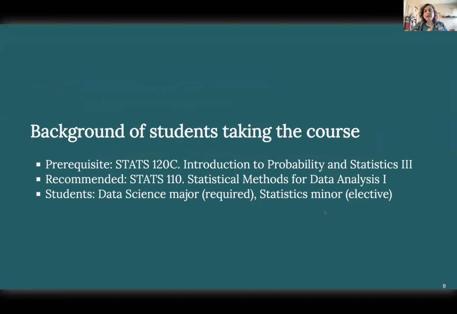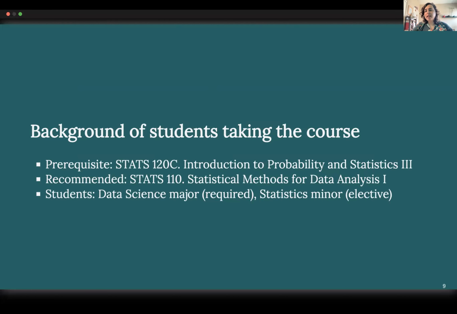To give an idea of the background of students taking the course, the prerequisite is Stats 120C. That means the prerequisite is a year-long sequence of probability and stats. But it also has a recommendation, Stats 110, our first methods course. Since this is a requirement for the data science major, this is the basic requirement. What happens in reality is students have taken a lot more stats courses, and they end up taking this course in their senior year. It just works for their schedule that way.